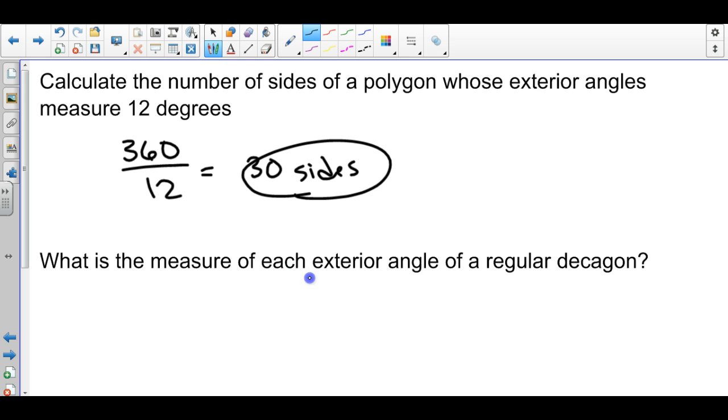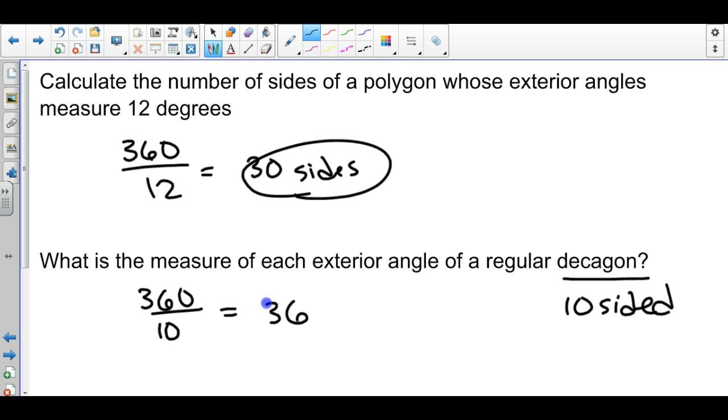It says, what is the measure of each exterior angle of a regular decagon? A decagon is a 10-sided figure. So if I have a 10-sided figure, and I know that all of those outside angles are going to add up to 360, I'm going to take 360 and divide it by 10 for the number of sides, and that's going to give me 36. What that means is that each of those exterior angles of a regular decagon, a 10-sided figure that has all the same side lengths and all the same angle measures, would have to measure 36 degrees.